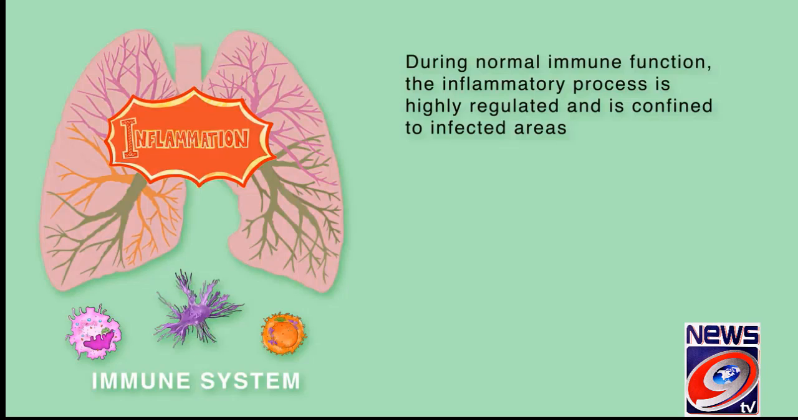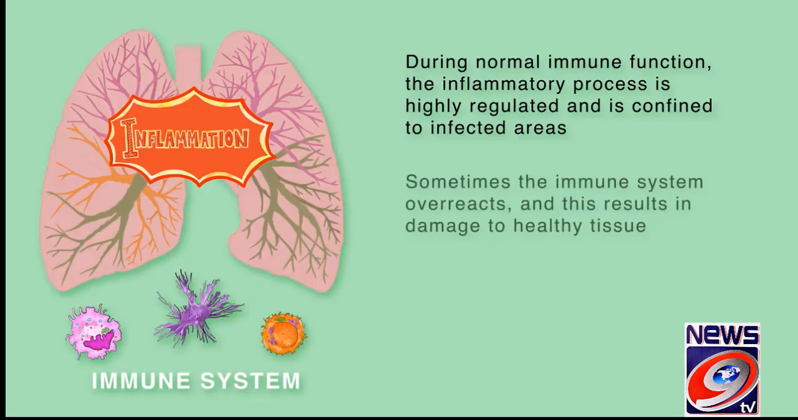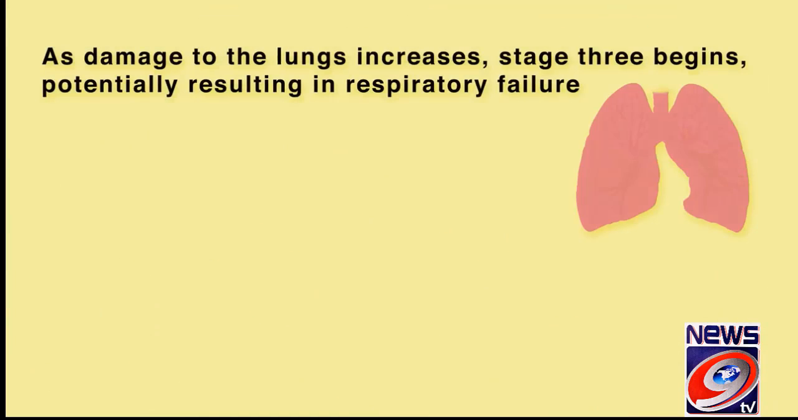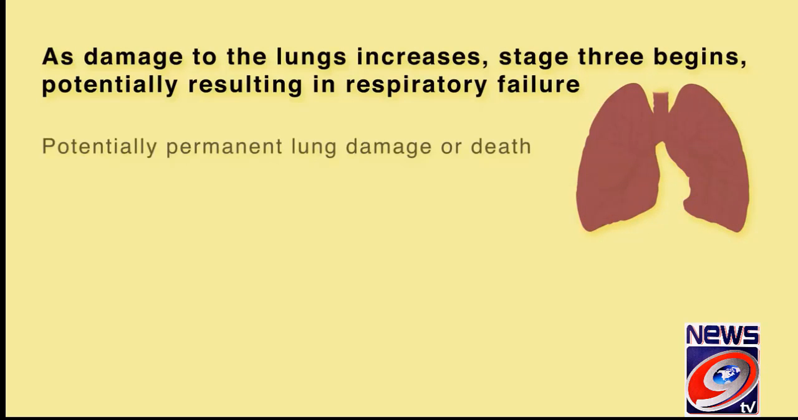During normal immune function, the inflammatory process is highly regulated and is confined to infected areas. However, sometimes the immune system overreacts, and this results in damage to healthy tissue. More cells die and slough off into the lungs, further clogging them and worsening the pneumonia. As damage to the lungs increases, stage 3 begins, potentially resulting in respiratory failure. Patients that reach this stage of infection can incur permanent lung damage or even die.